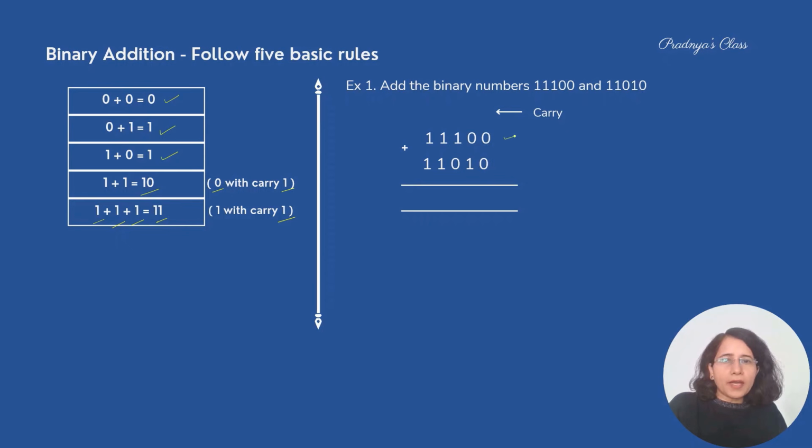Let's consider one simple example. There are two binary numbers and we have to perform the addition. Let's add: 0 plus 0 will be 0, 0 plus 1 will be 1, 1 plus 0 will be 1, 1 plus 1 will be 0, answer here we should write and we should take carry here. Then 1 plus 1 plus 1 will be 1 1. By keeping in mind these 5 rules, you can solve some more examples.